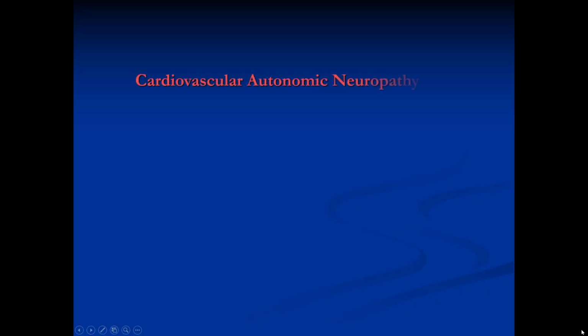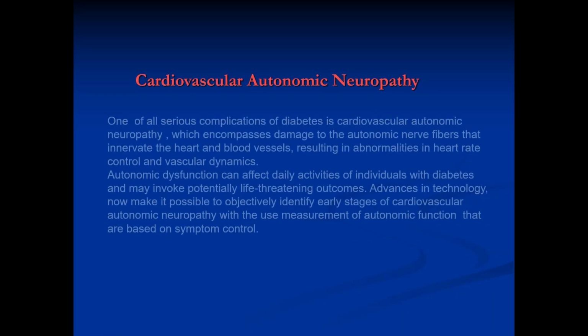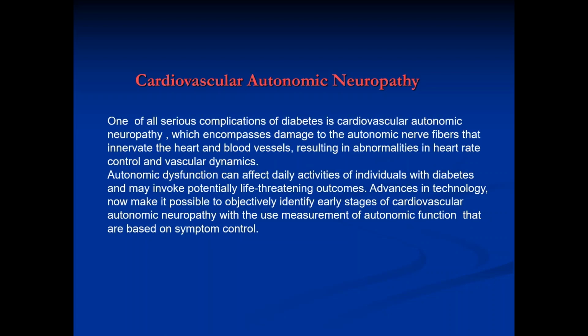Cardiovascular autonomic neuropathy. One of the most serious complications of diabetes is cardiovascular autonomic neuropathy, which encompasses damage to the autonomic nerve fibers that innervate the heart and blood vessels, resulting in abnormalities in heart rate control and vascular dynamics. Autonomic dysfunction can affect daily activities of individuals with diabetes and may invoke potentially life-threatening outcomes.